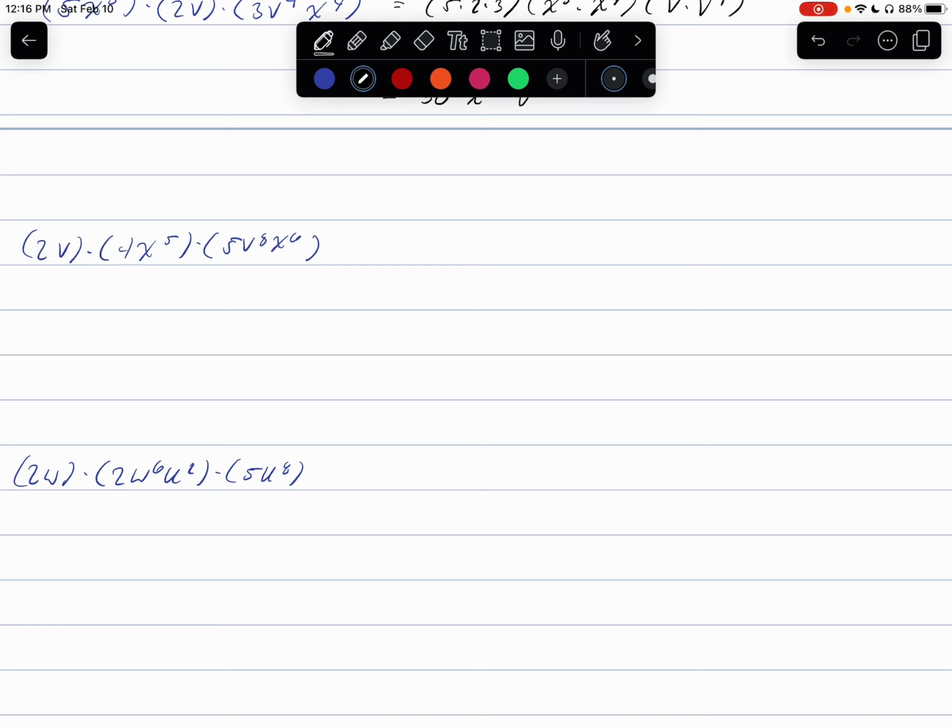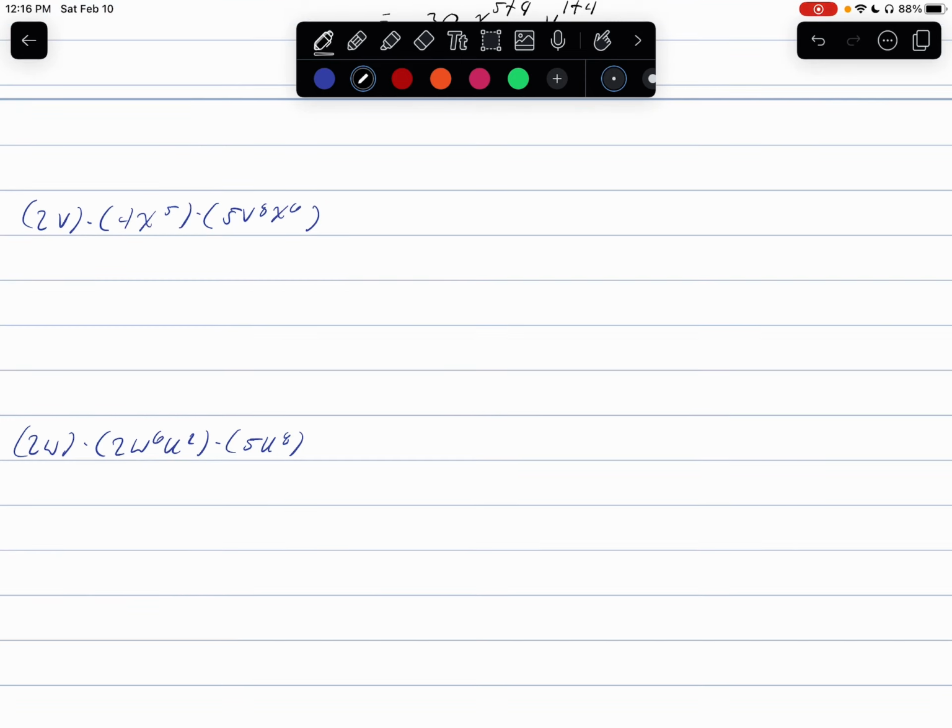Let's look at this one. Here we have 2v times 4x to the 5th times 5v to the 8th times x to the 6th. We can rearrange this by including all of our numerical terms together. So we have 2 times 4 times 5. And then we can include all of our v's together, so we have v times v to the 8th, and then we're going to have our x term, x to the 5th times x to the 6th.